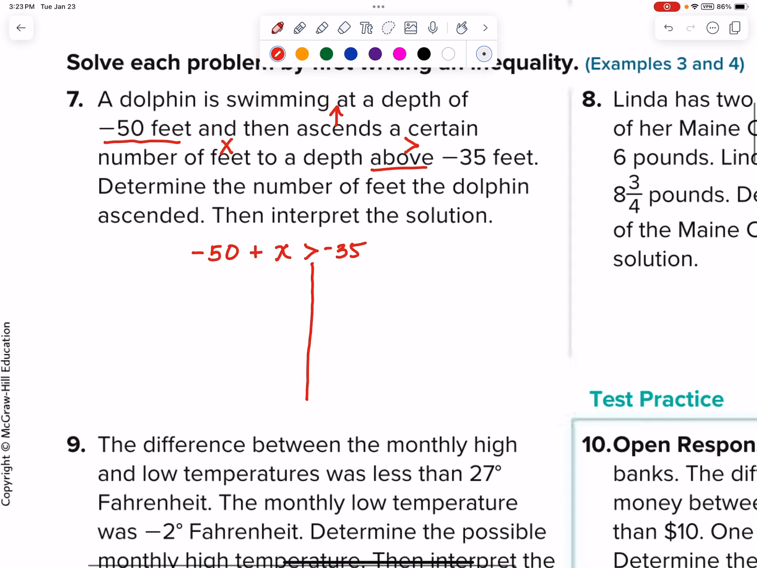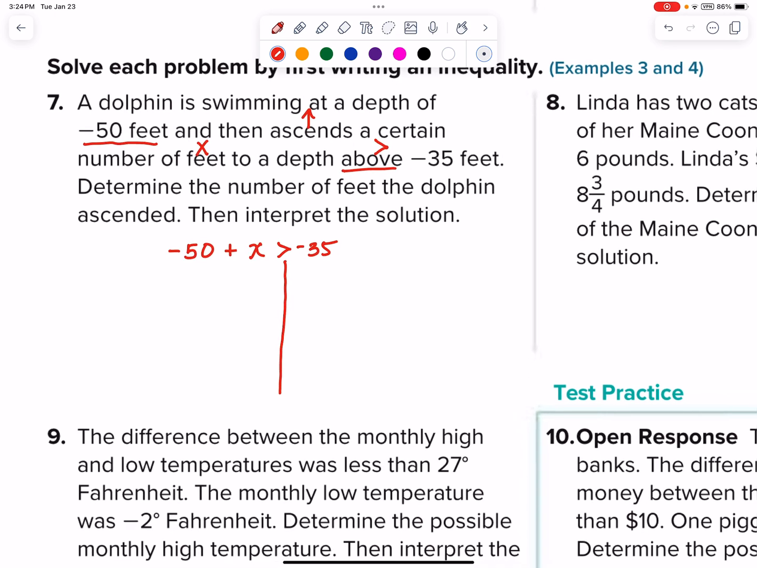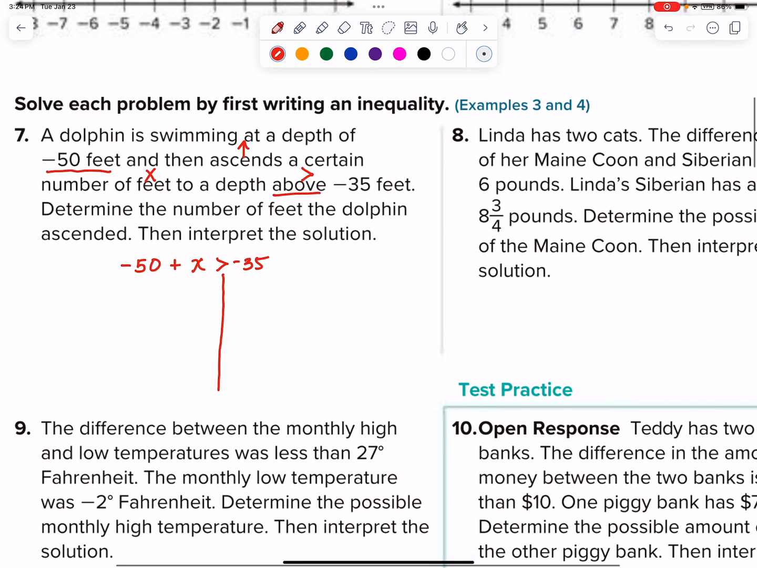Determine the number of feet the dolphin ascended. So the dolphin ascended at least how many feet for that to be true? Okay, so you need to finish that one.